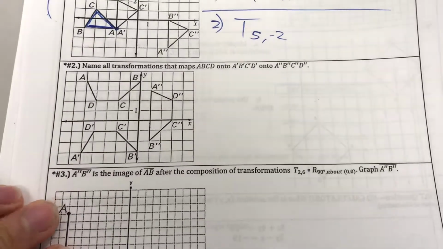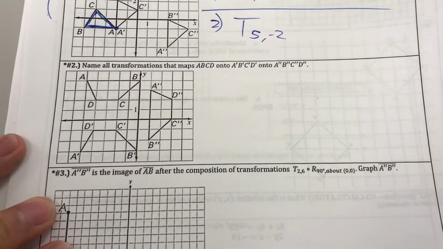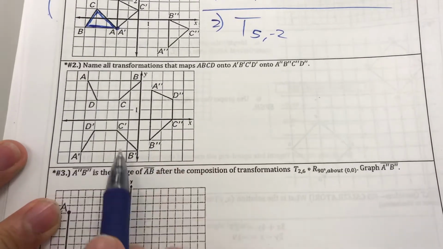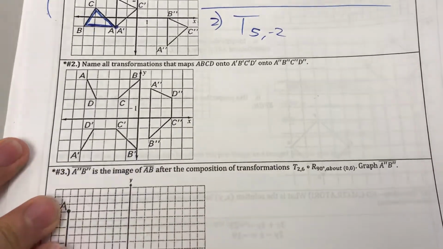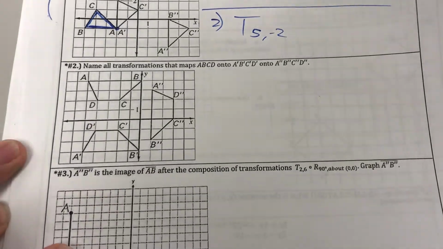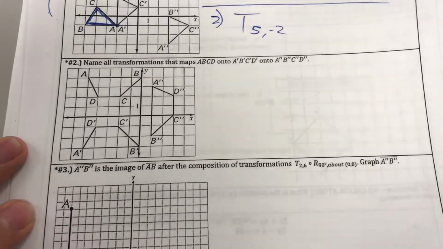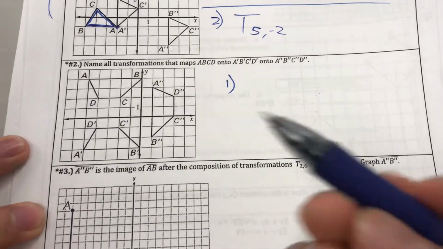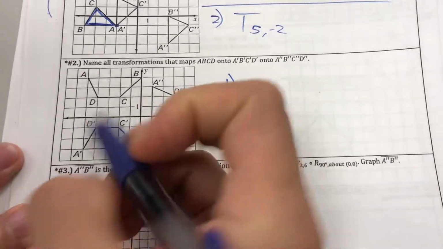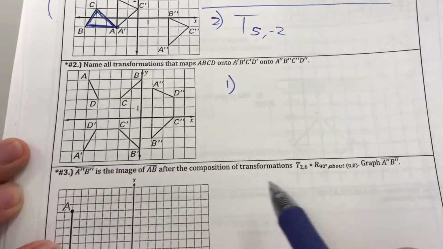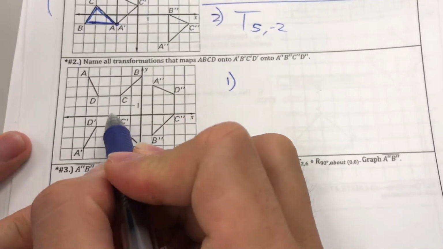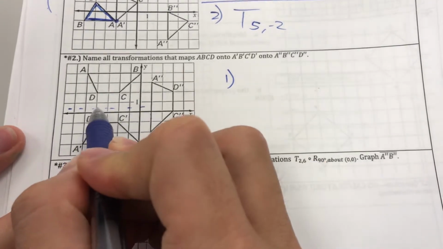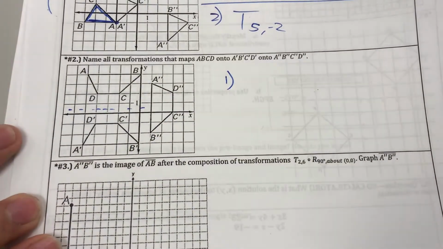Let's take a look at this. This is a little bit more tricky because to get from ABCD to A prime B prime C prime D prime, it's either one thing or two things that had to have happened, okay? So here's your first possibility. The first possibility could be that it was reflected, right? And you know it's reflected because the letters are backwards. This was perfectly reflected along this line right here, okay?